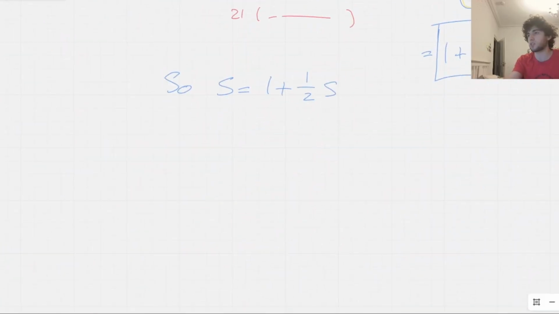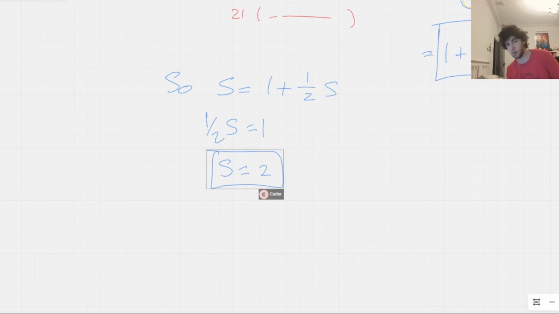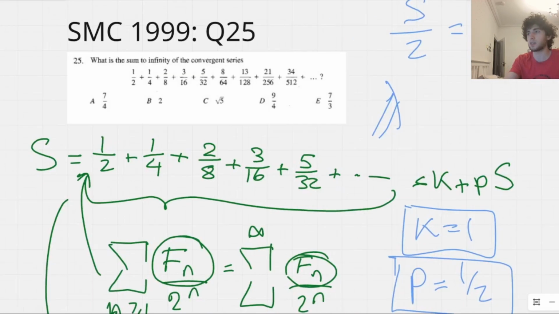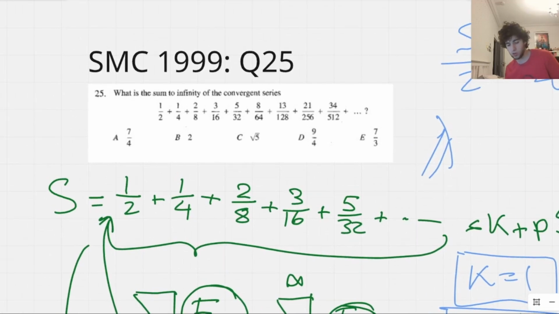And so then we can just solve this. It's fairly simple to solve. What you end up getting is a half S is equal to 1, and so S is equal to 2, which is the final answer. So all of that stuff that we're adding up, that entire sum, gets us exactly the value 2, which is the correct answer.